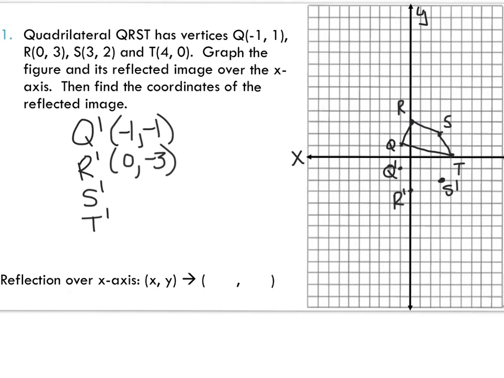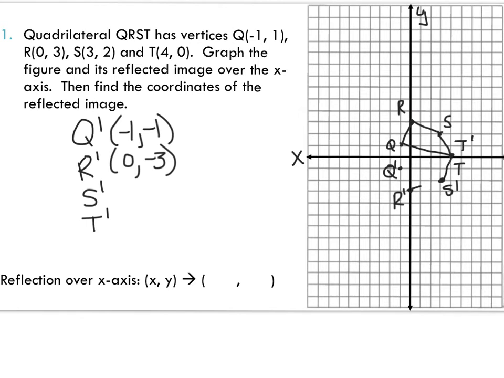Now T might be a little tricky because T is not up or down from the x-axis. If I were to fold that along the x-axis, or if I were to think something was right on my mirror, it's not going to go anywhere. It's going to stay right on my mirror in the reflection of it. So T prime does not move at all.